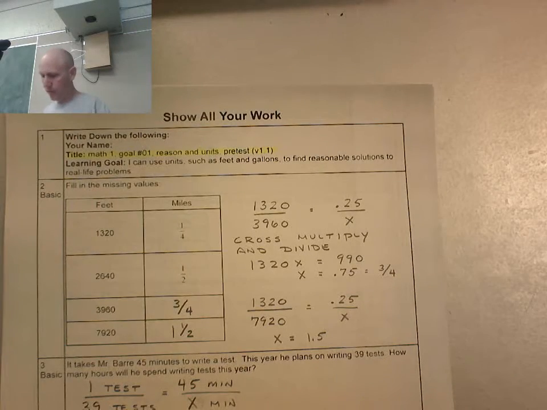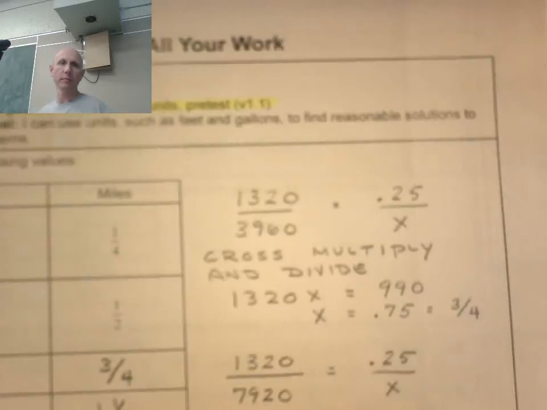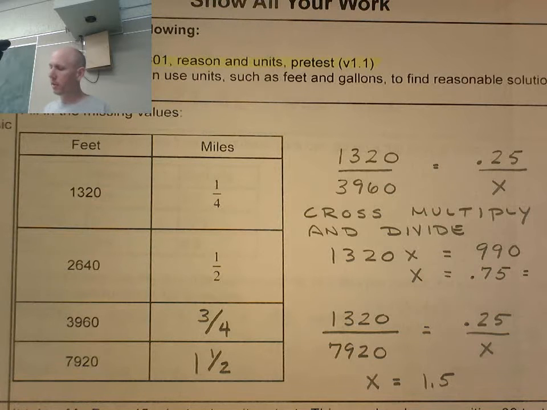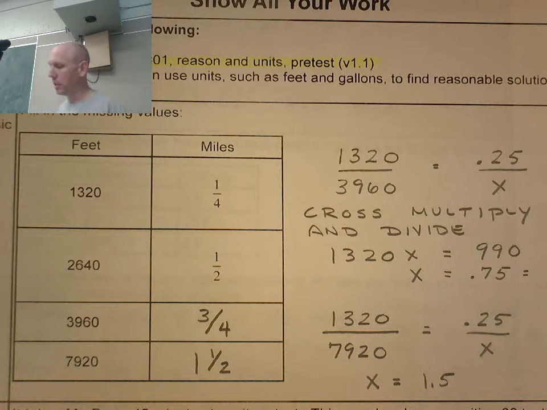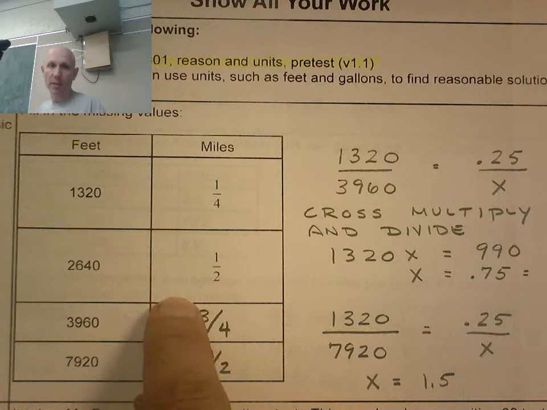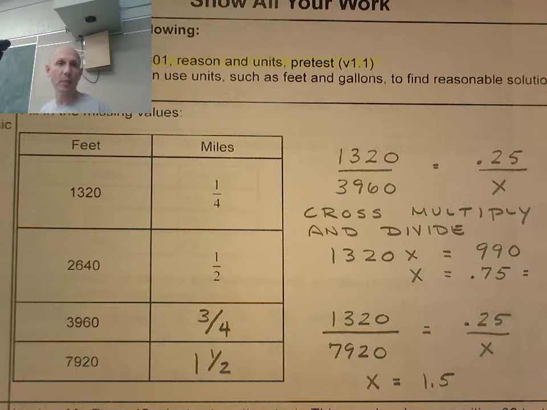Fill in the missing values. So up front, I'm telling you that 1,320 feet is equivalent to a quarter of a mile. I'm telling you that 2,640 feet is equivalent to a half a mile. So what is 3,960 feet? Well, here's how I'm going to do it. I'm going to set this up and cross multiply and divide. I'll set it up as two ratios.